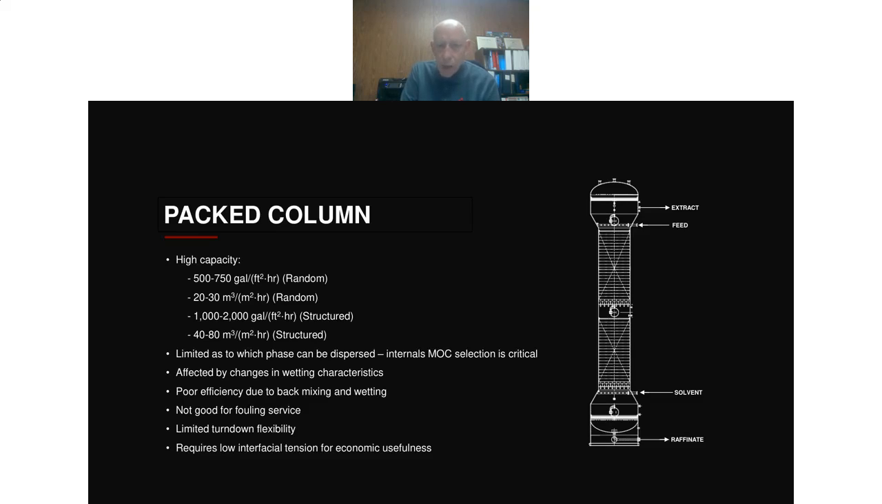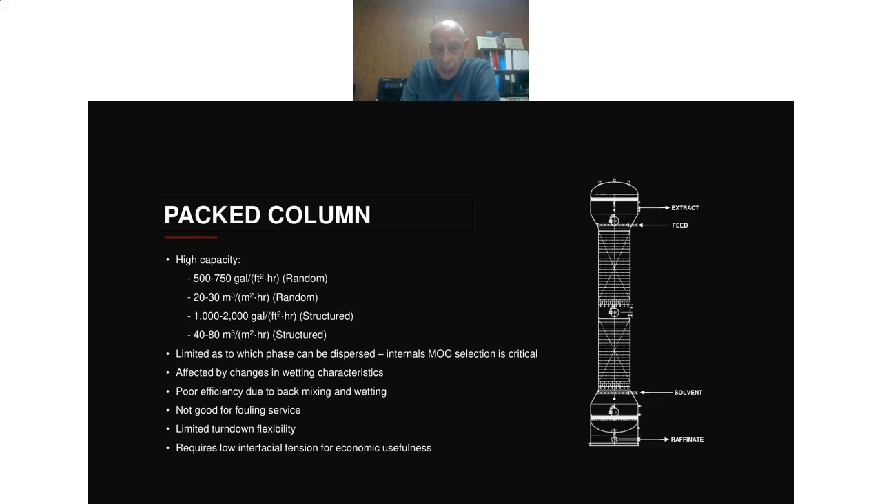With a packed column, you are limited as to which phase can be continuous and which phase can be dispersed, and that's mostly based on the material of construction. Brendan's going to talk a little bit about that, but basically you want the dispersed phase to not wet the internals. You want the continuous phase to wet the internals. If the dispersed phase wets the internals, the droplets are going to coalesce, you're going to form films, and then you're going to lose surface area. These columns can be affected by changes in wetting characteristics, and that's something you have to be concerned about.